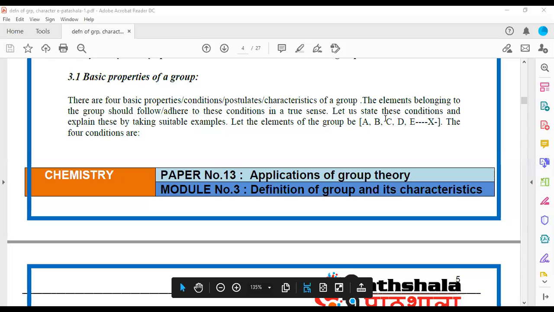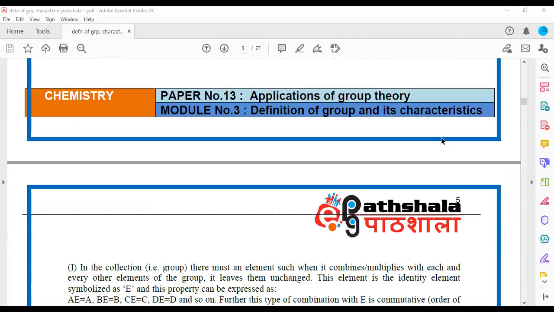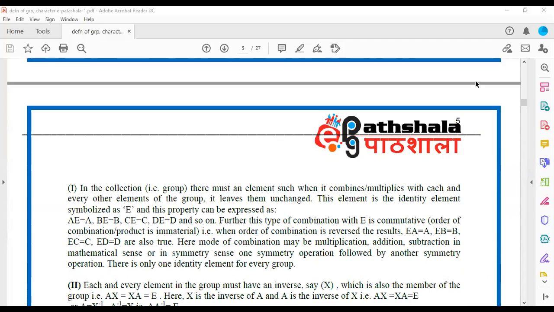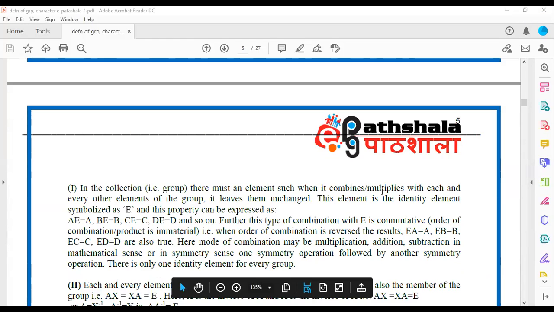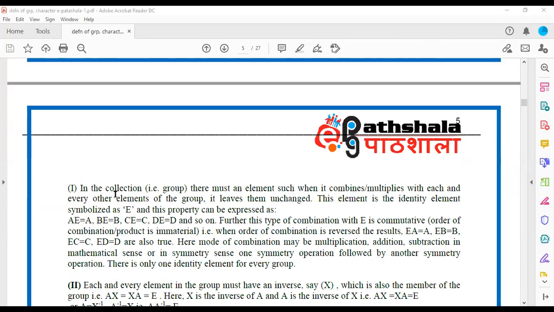So if you take any group, instead of telling C2v, I will tell that it is having A, B, C, D, E up to X. These are the elements in that group. Then it should follow some rules. The first one is the rule of identity. Identity means if I combine or multiply with anything, the element should be unchanged.